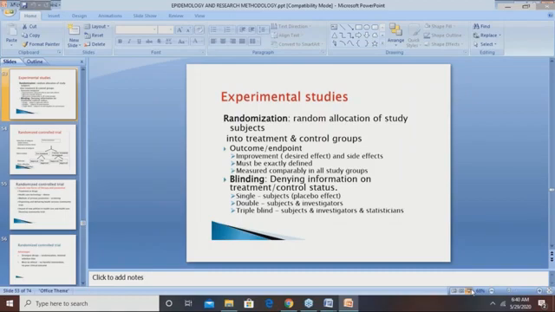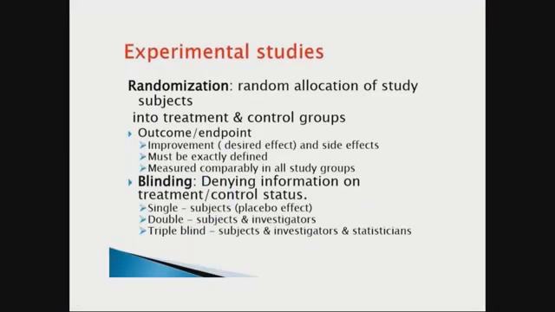So this is what we discussed last week. We have looked at experimentation of the randomized trial. So we're looking at the experimental studies. So we say that the randomized trial, we look at the randomized allocation of the study subject into a treatment and control group. So that's what you do.